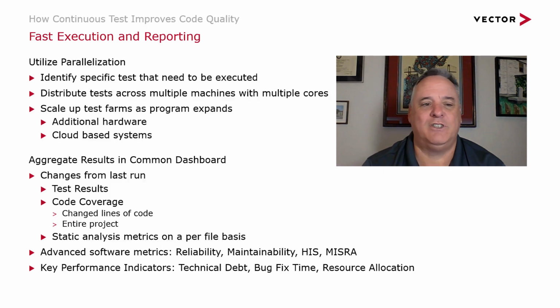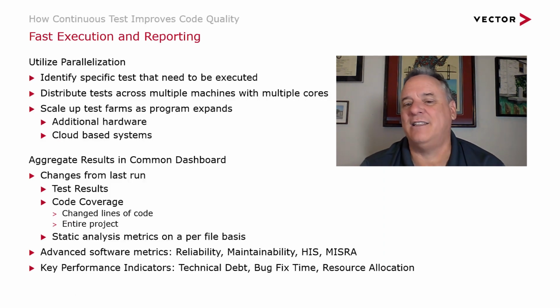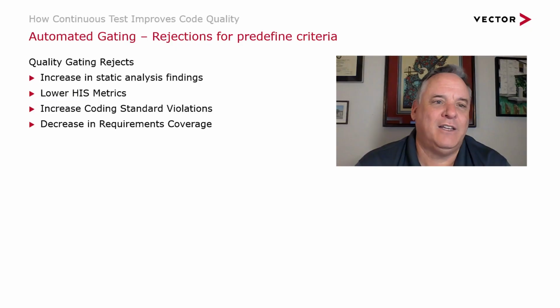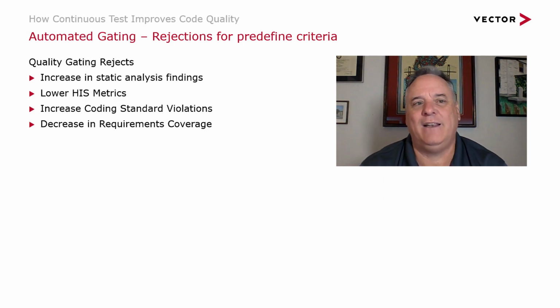Some of the more advanced dashboards that are out there can do some advanced software metrics, may do things like reliability, maintainability, HIS metrics, and even some key performance indicators for technical debt, bug fix times, resource allocation, things like that. So what happens after you've done your event that kicks off your tests, you've done the appropriate testing, what happens after that?